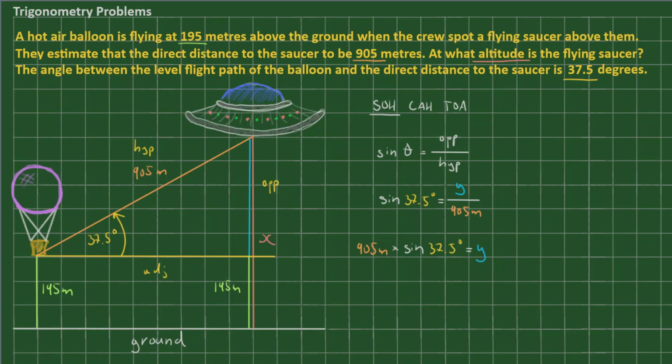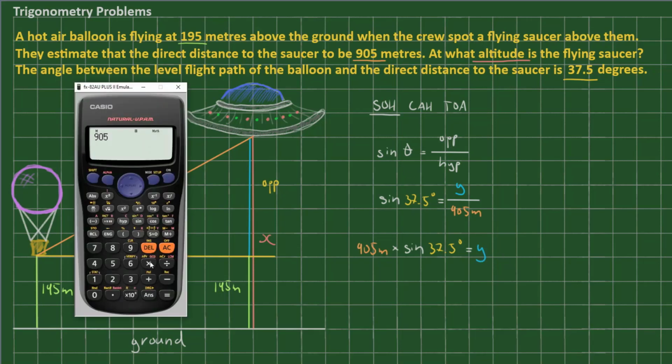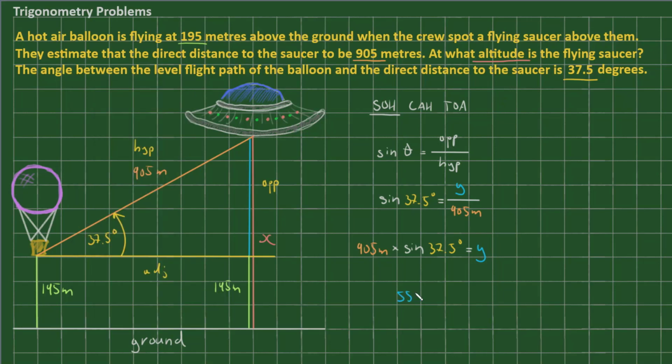Calculator to the rescue, 905 multiplied by sine 37.5. And I get 550.929. So it's 550.929 meters equals y. Considering that both of my measured quantities have three significant figures, I'm going to round my result to three significant figures as well, and that will give me 551 meters.